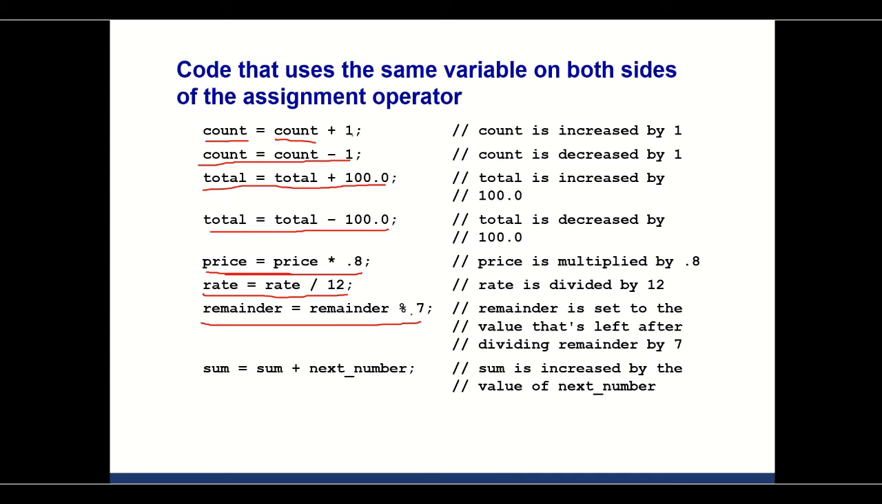Remainder is set to the value that is left after dividing remainder by 7. And then sum equals sum plus next number. So that means sum is increased by the value of next number. So this is the way you can increment, decrement, multiply, or divide, applying to the same variable.